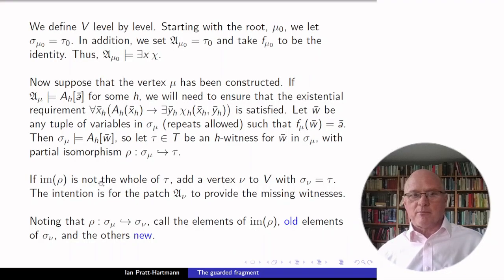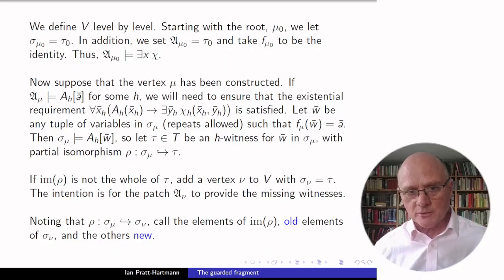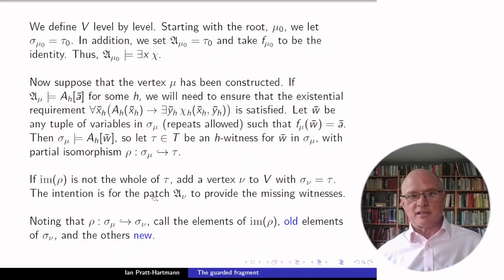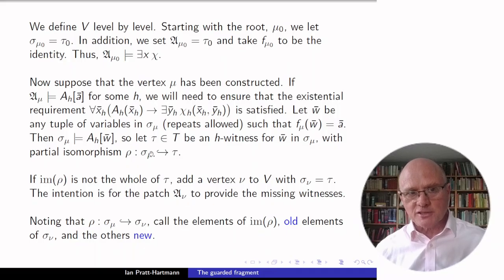Now, if the image of that partial isomorphism isn't the whole of tor, we'll add a vertex nu to the tree, set that vertex to be a daughter of mu, and we'll make the type associated with nu to be tor. So sigma nu is going to be tor. The intention is that we can define a patch, a structure A nu, to provide the missing witnesses for the tuple A bar in the structure, in the patch associated with mu.